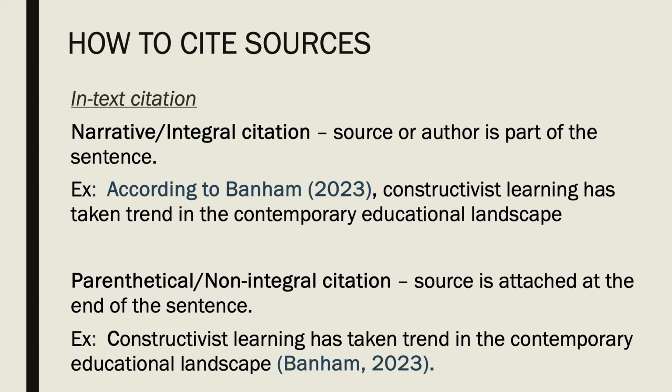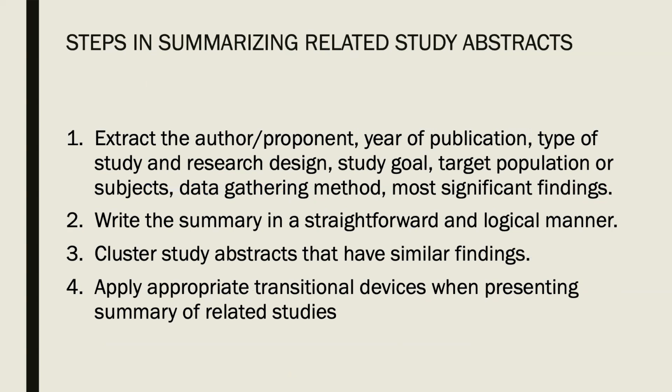So there should be a good combination of both narrative and parenthetical citation in your literature. Okay, now summarizing abstracts or results is crucial because you don't want to miss out important information, especially from the study. So here are the steps on how you can summarize related study abstracts and integrate them in your paper.